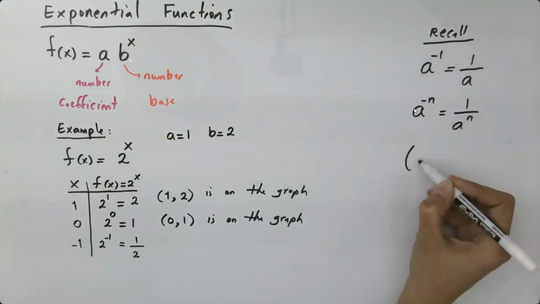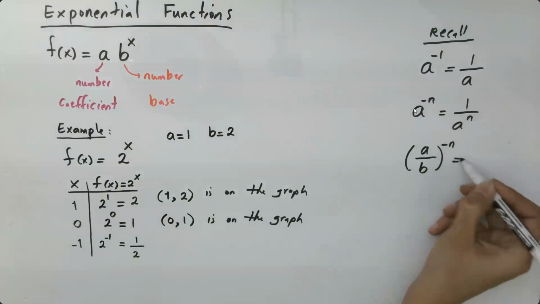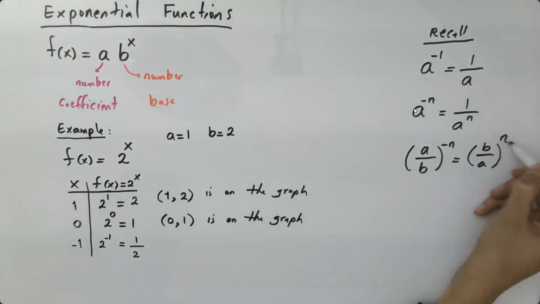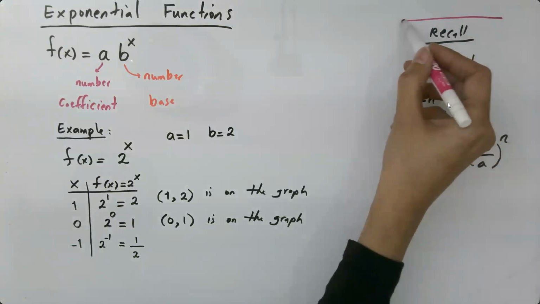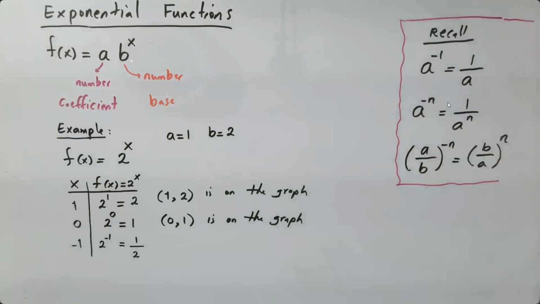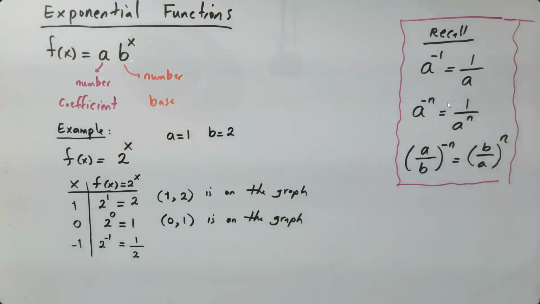And if you have a over b to the power -n, it can be written as b over a to the power n. So these are from your algebra. From algebra, I have the following scenarios. Well, okay. So far, so good. I have -1 and a half as its y value on the graph.